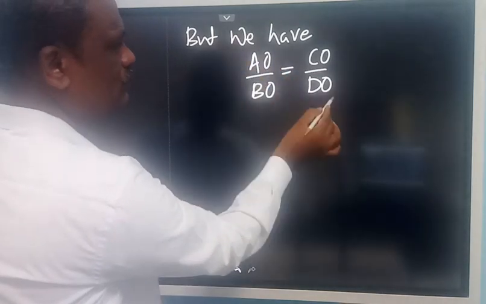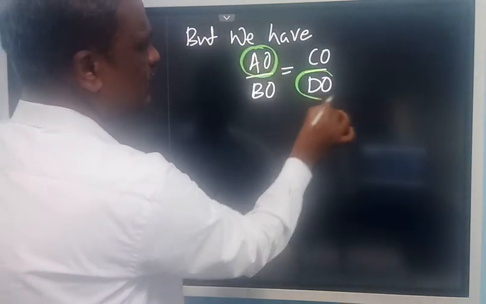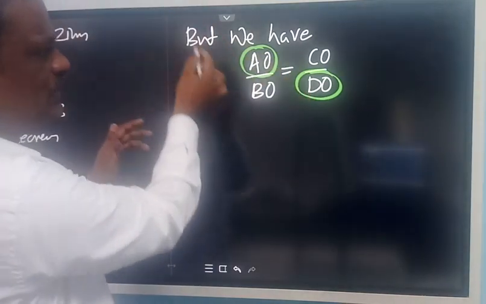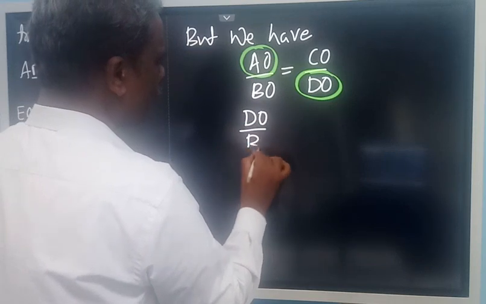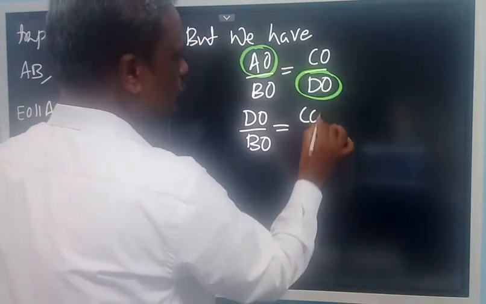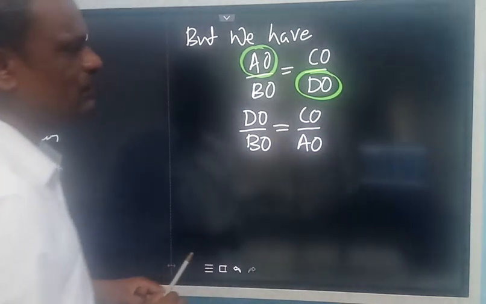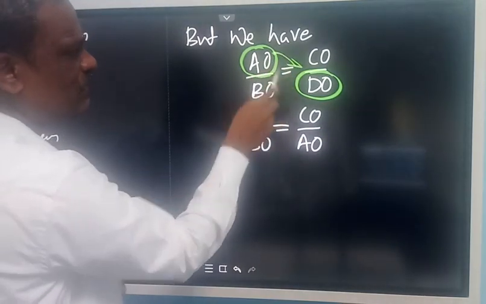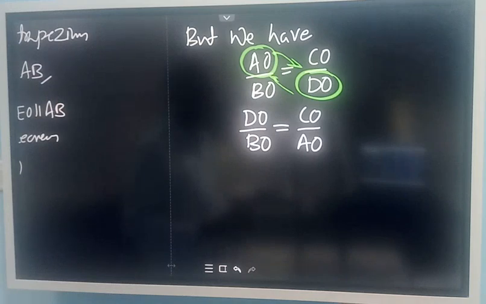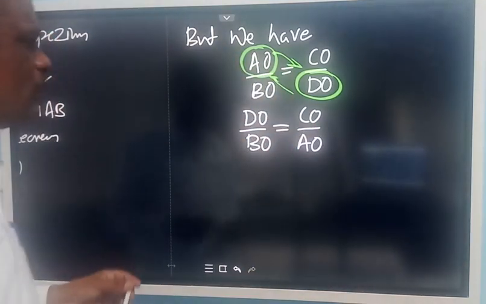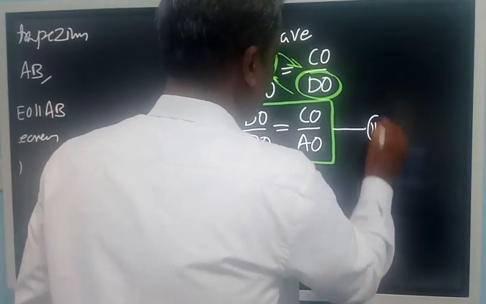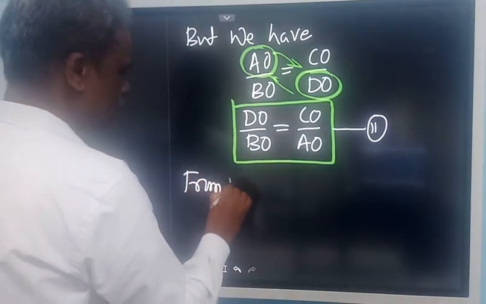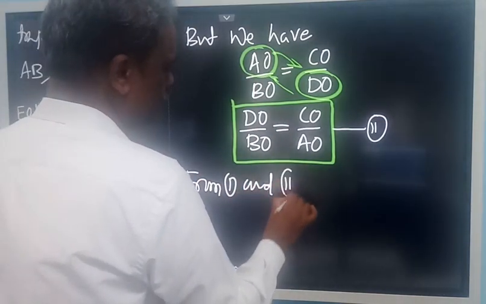How to get this? By cross multiplying, AO and DO interchange: send this to the left side and this one down. So what you will get? DO by BO is equal to CO by AO. Just by cross multiplication, that much only. You call this the second equation. Now compare 1 and 2.